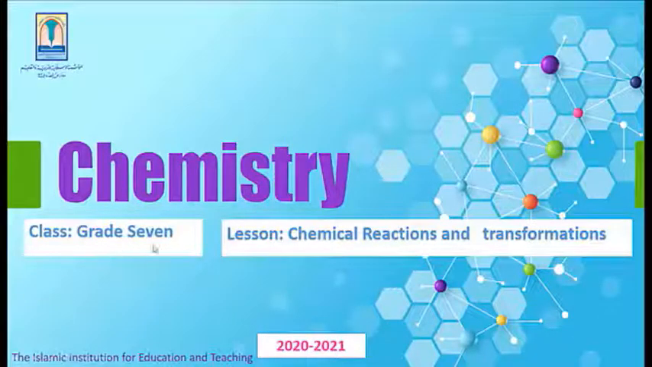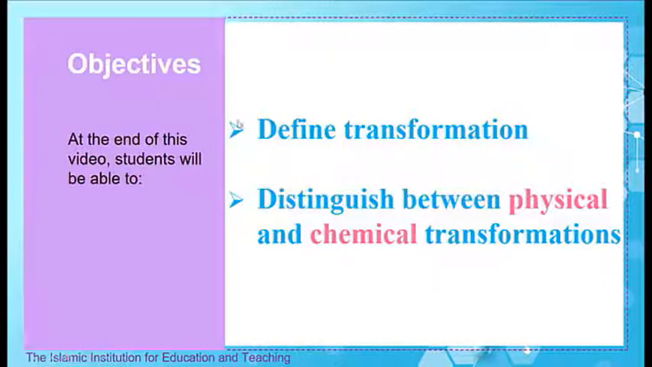Good morning, 7th grader. Our lesson is chemical reactions and transformations. The objectives that we learn at the end are: define transformation, and distinguish between its two types, physical and chemical transformations.